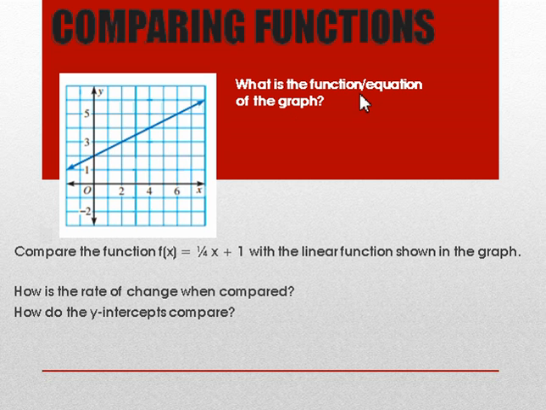Over here we're comparing functions. We want to compare the equation for this line to this function or equation, which is f of x equals 1/4 times x plus 1. They just want to see how the rates of change compare and how the y-intercepts compare. So I plotted some points where the line intersects the grid nicely, the x and the y. I can see this one is starting at 2. So what does that tell me? If it's crossing the y-axis at 2, how can I write this?